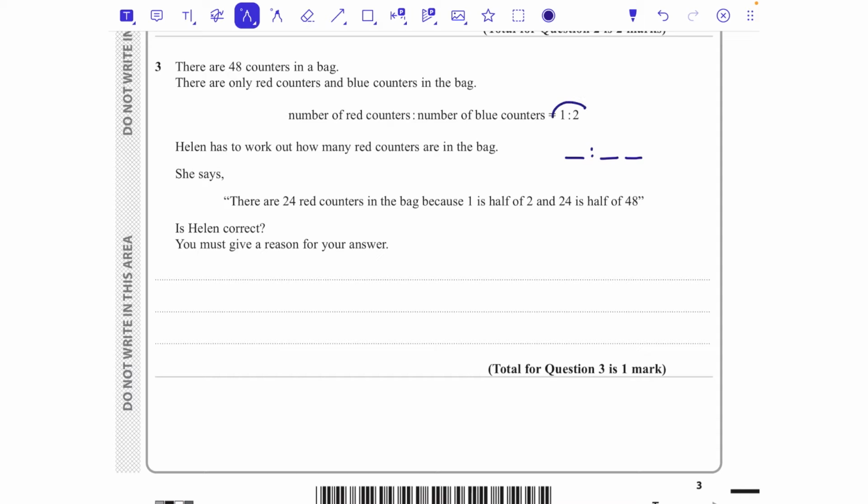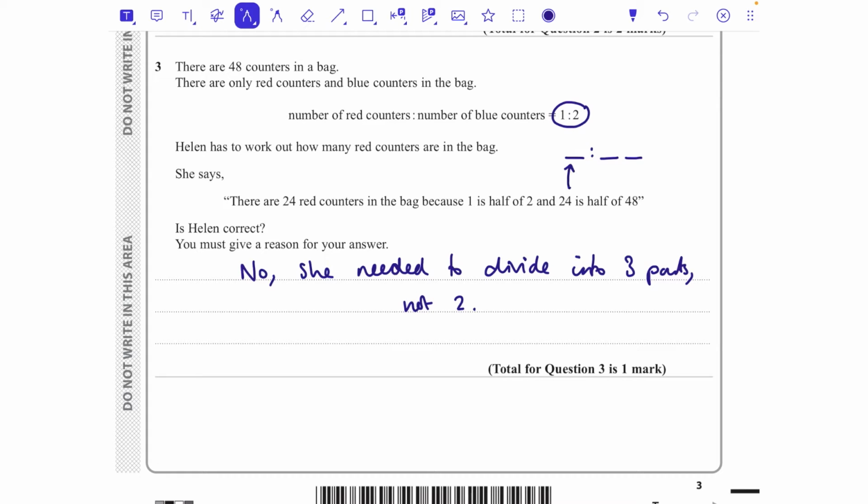So she's looked at this and said, right, well, I need to divide it by 2. So I'm going to say no. She needed to divide into 3 parts, not 2. So she needed to divide into 3 parts, and then one of them would go here and 2 of them would go there. So actually we need to do 48 divided by 3, which is 16. And so it would be 16 on each of those little lines. So we know that the number of red counters is 16 and the number of blue is 32.